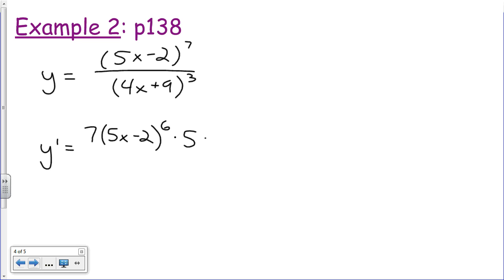That's the derivative of the top. We then have to multiply that by the bottom, which is 4x plus 9, raised to the 3rd power. And then we subtract the top function, which is the 5x minus 2 to the 7th, times the derivative of the bottom function. Now again, use chain rule here.